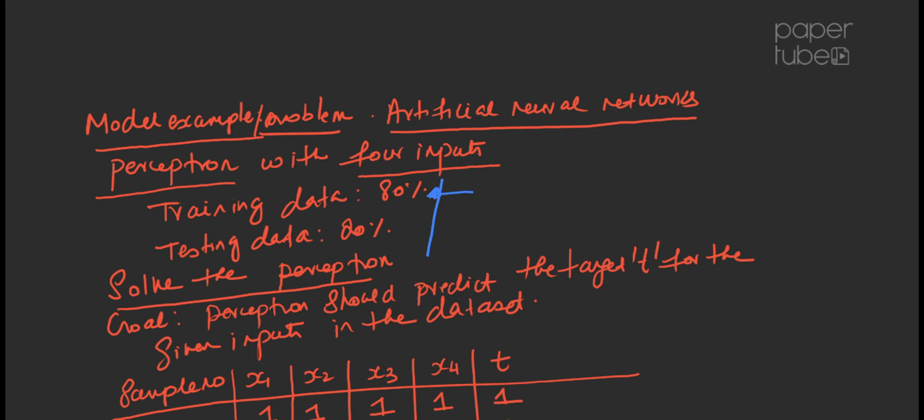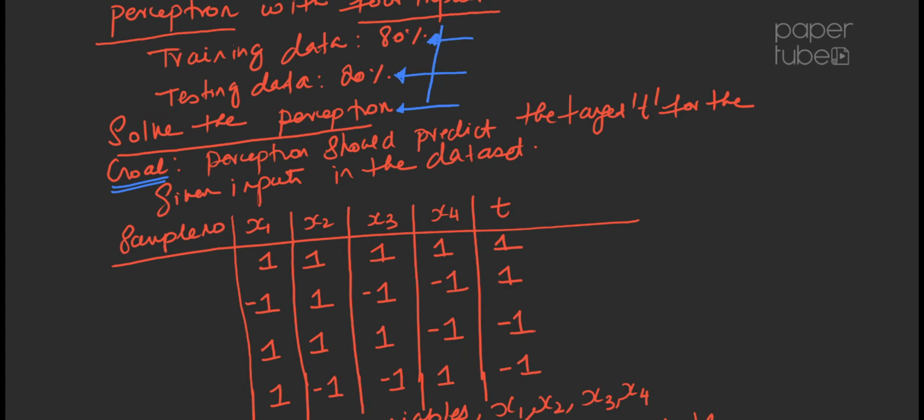In this case, for training we are not going to use MATLAB. We are going to solve it using pen and paper. And then once we solve the perceptron, we are going to test the accuracy of the perceptron with 20% of the data. So the problem statement is just to solve the perceptron, and when I say solve, the perceptron should predict the target T for all the given inputs in the data set.